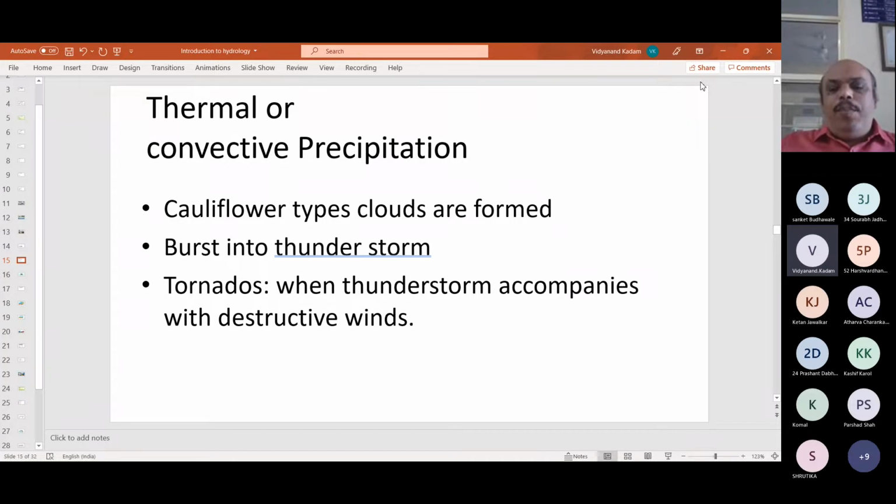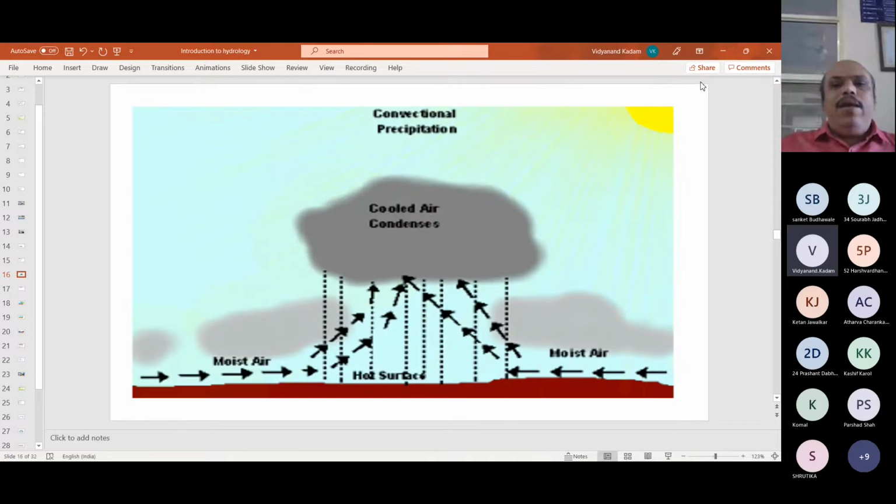Okay, so this is about thermal or convective precipitation, and see, this is a sketch of convectional or thermal precipitation. Nowadays we are experiencing the same type of precipitation. It is said that in the month of October there is a lot of heat generated, and from the afternoon clouds are formed and heavy sessions of rainfall take place everywhere. So this is an example of convectional or thermal precipitation.